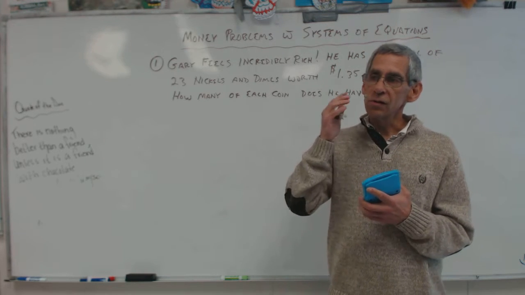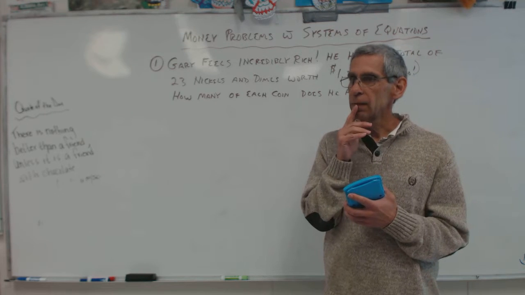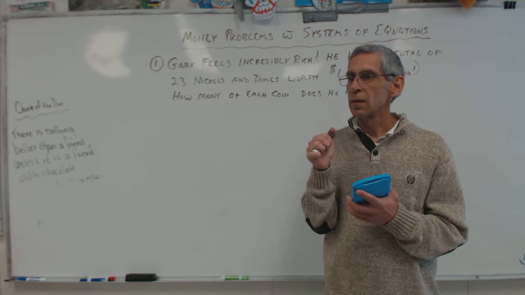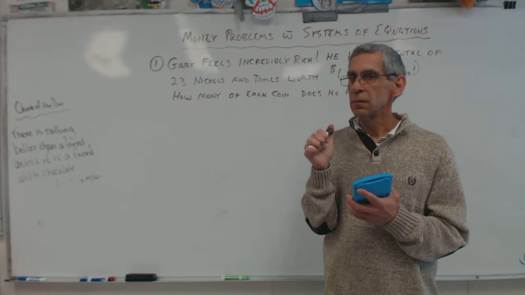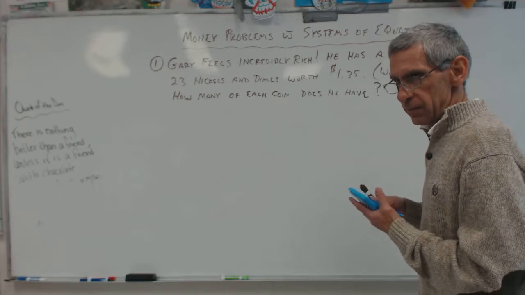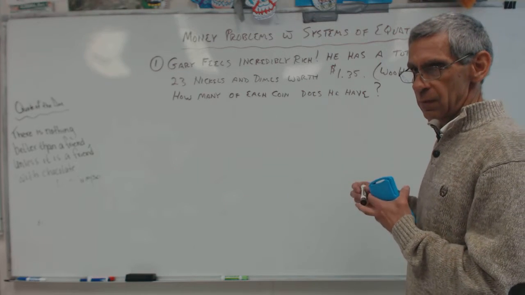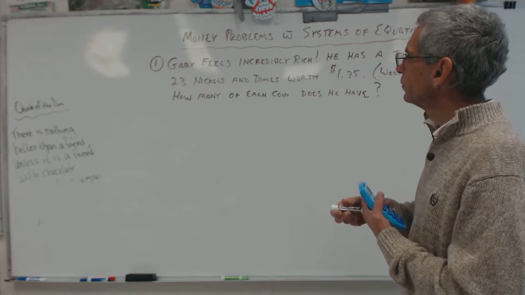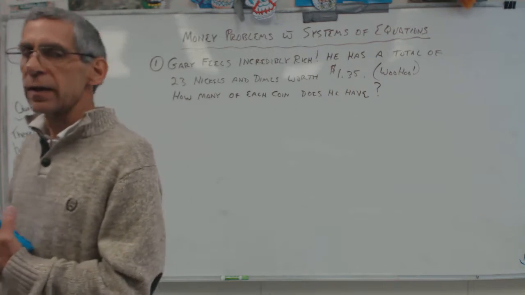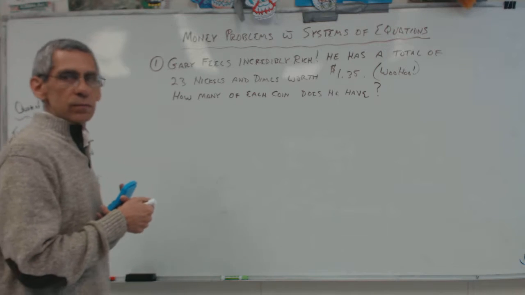I would walk over. So John has an idea. Wait. Can you guys listen to John? John, you said there's a total of 23 nickels and dimes.